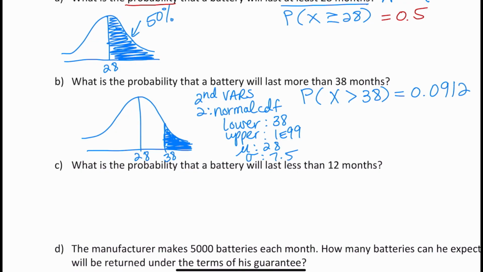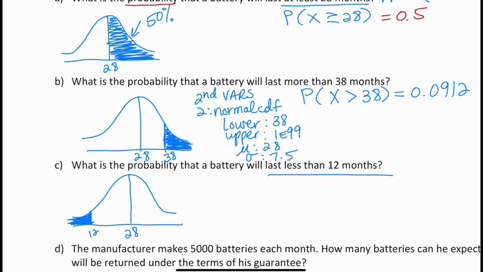For part C, it says, what is the probability that a battery will last less than 12 months? So here we go once again. I create my normal curve. In the middle, I have the mean, which is 28. This time it says, find the probability the battery will last less than 12 months. So I'm going to head on over to 12, which is going to be somewhere there. And I'm going to shade to the left because I want the probability it's going to last less than 12 months. So that's what I'm looking for.